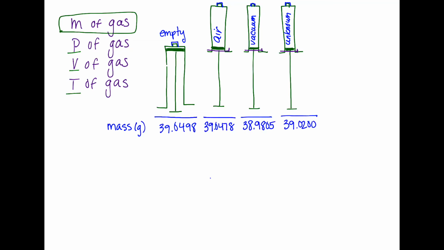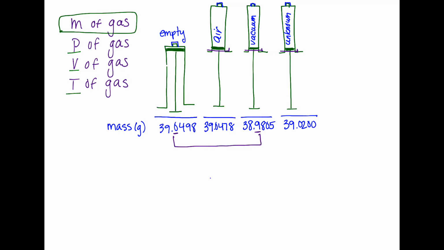Now I've added the masses of each one of these syringes, and some kind of surprising things come up. The first thing that I want to look at is comparing the empty and the vacuum together. Now you would think that these would be the same because they both do not contain any gas on the inside of them. They're both technically empty, and so you would think that they would have the same mass, but you can see that they aren't. They actually differ one place past the decimal.